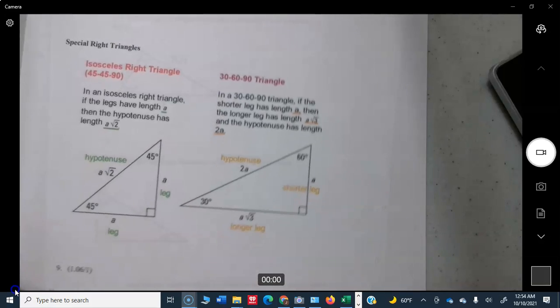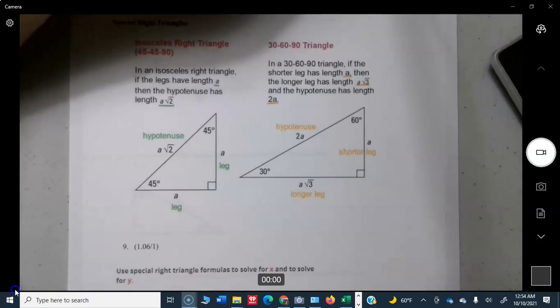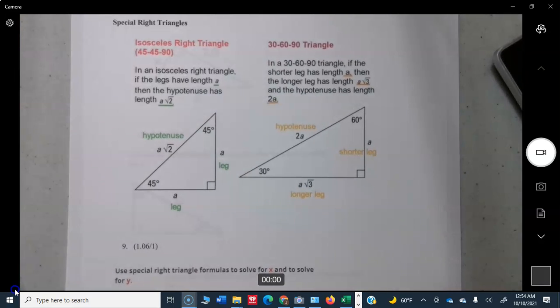I'm going to move on. Okay, now there's some special right triangles. And you'll come across these a lot in trigonometry, which is a subject we're going to get into in the next few lessons.